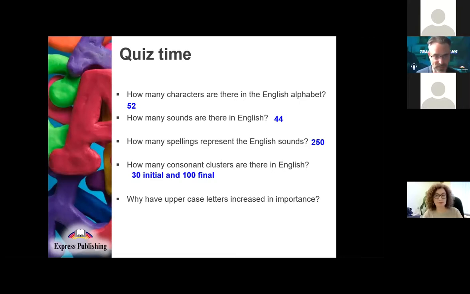So let us move to the last one. Why have uppercase letters increased in importance? This is a bonus question. It's not a linguistics question. Why have uppercase letters, capital letters, increased in importance? And many of you have the answer right in front of you.